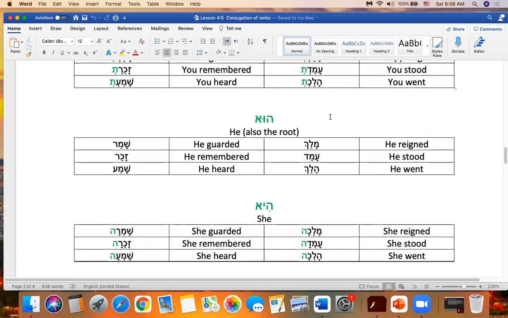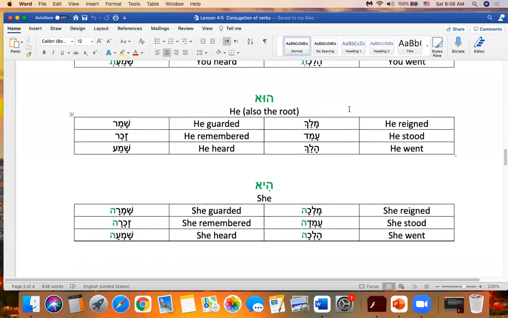Now, he is always the root. So that's the good part of the past tense, because the past tense, he, third person singular, is always the root of the verb. So if you know the root, then you know the third person masculine, he. He reigned, he stood, he went, he guarded, he remembered, he heard, are all the roots.